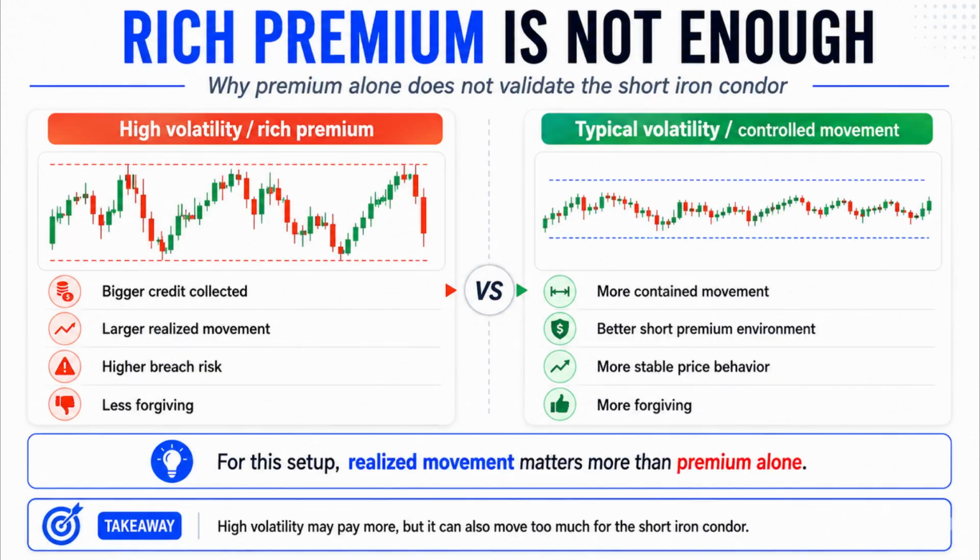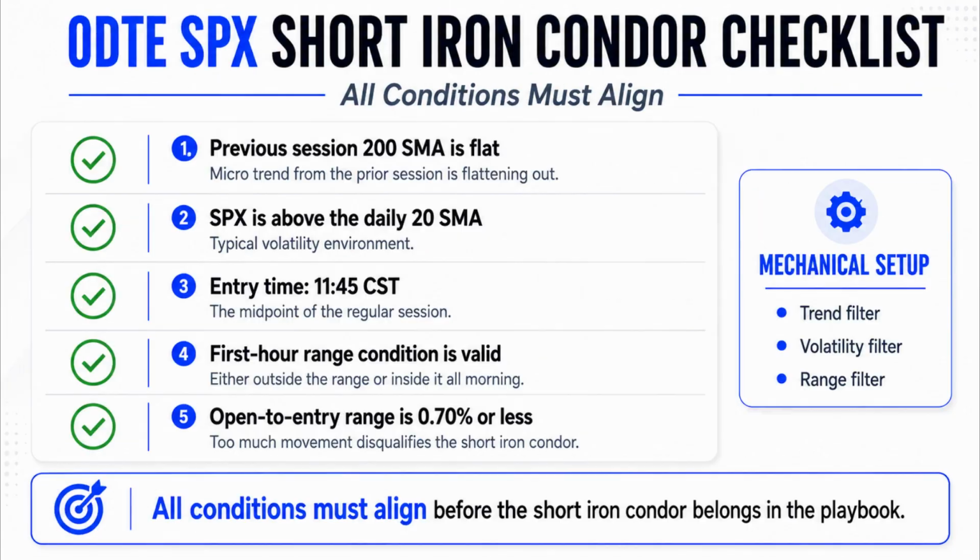20 SMA. High volatility may give you richer premium, but richer premium does not automatically mean better short iron condor conditions. In higher realized volatility environments, the market may simply be moving too much. For this setup, I want typical volatility and a flat moving average from the previous session.